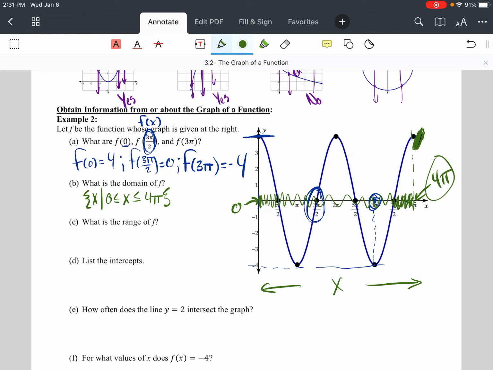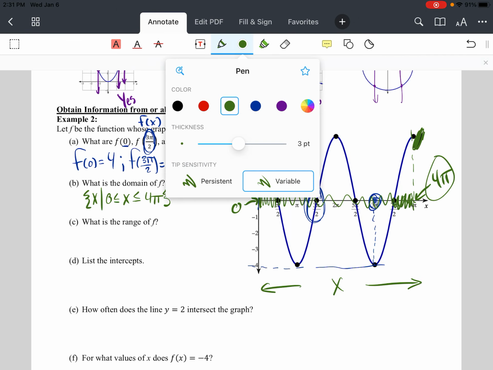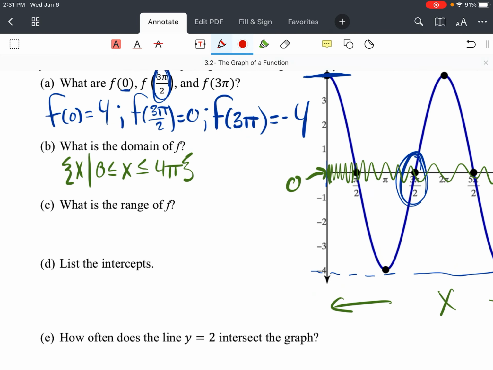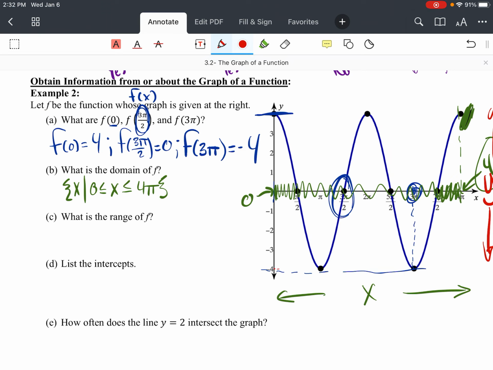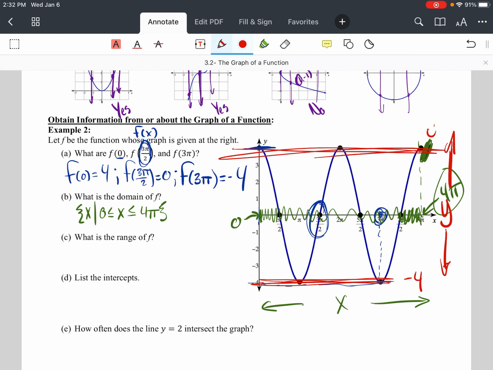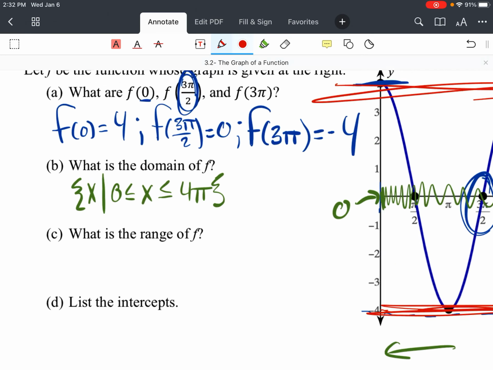All right. Next, it says, what is the range of f? So range is how far up and down this function goes. So it's how far up or down this function can go. In other words, it's your possible y values. Notice that here, the lowest my function is going to go is down to -4, and the highest it gets is up to +4. So my range is from -4 to +4.